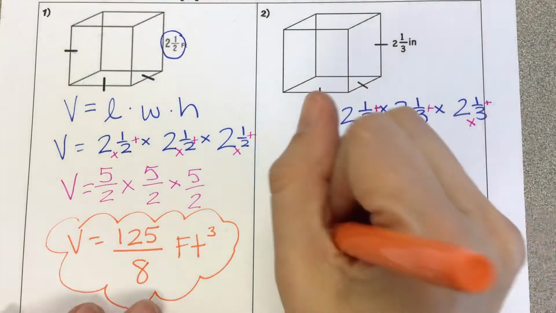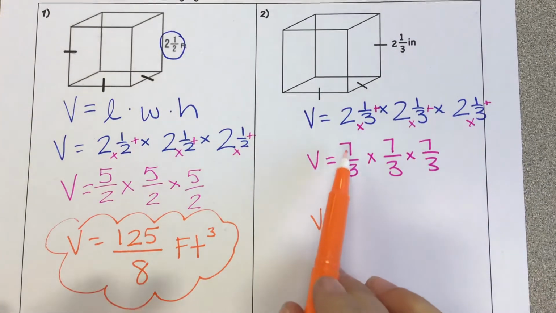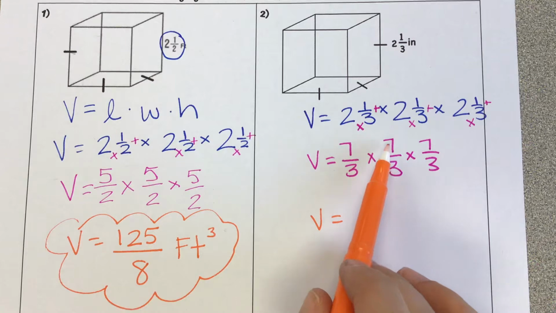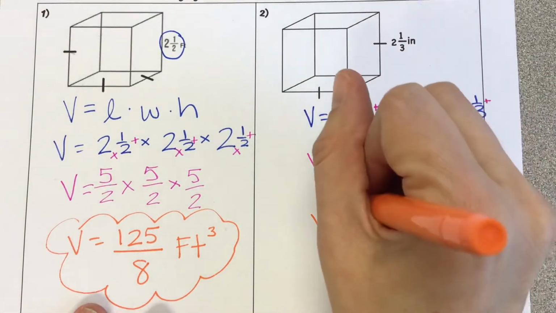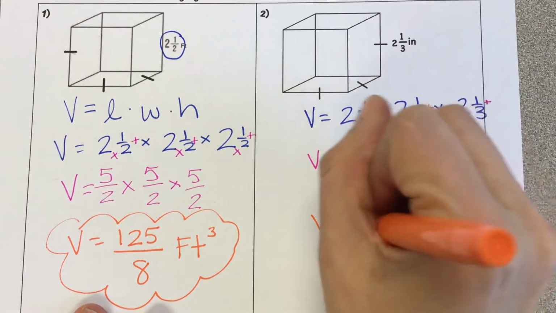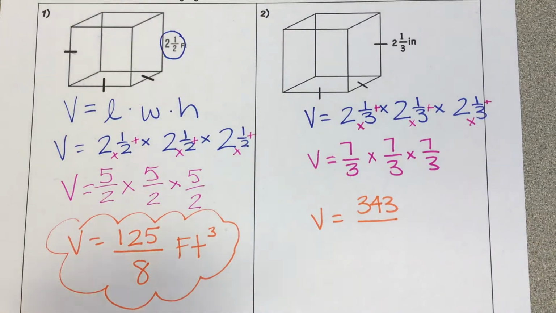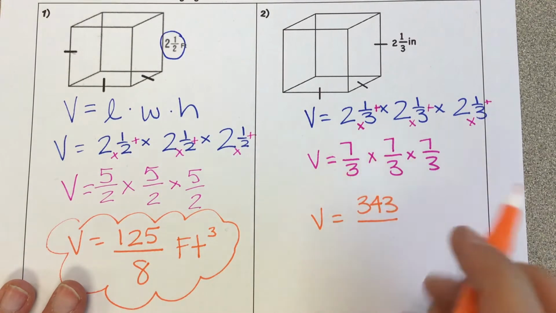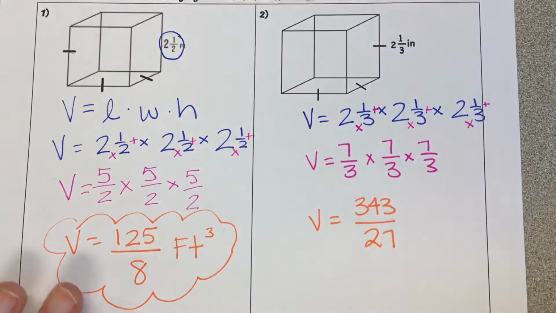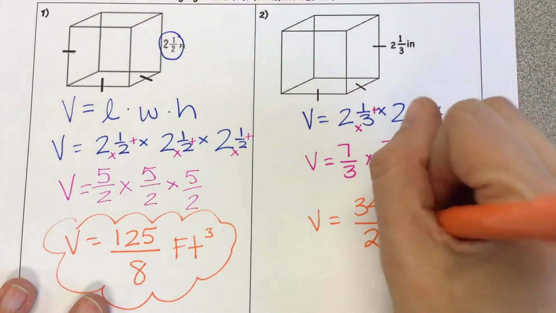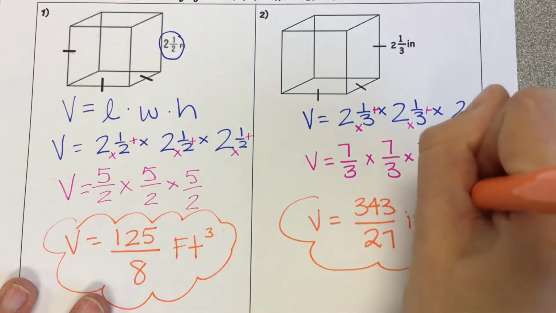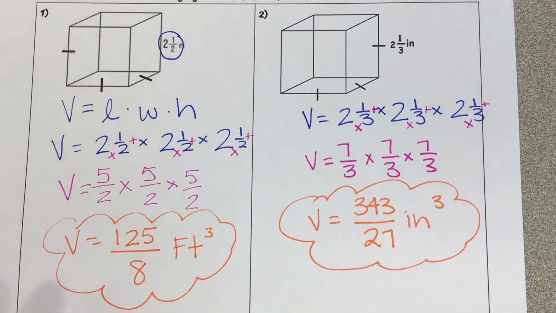Again, when all 3 side measures are the same, I don't need to look at simplifying. I am just going to multiply across. So I'm multiplying on the top. 7 times 7 is 49. 49 times 7 in my calculator is 343. On the bottom, 3 times 3 is 9. 9 times 3 is 27. Our units were inches, and it should be cubed for volume. So those are examples with cubes. We're going to see those a lot.